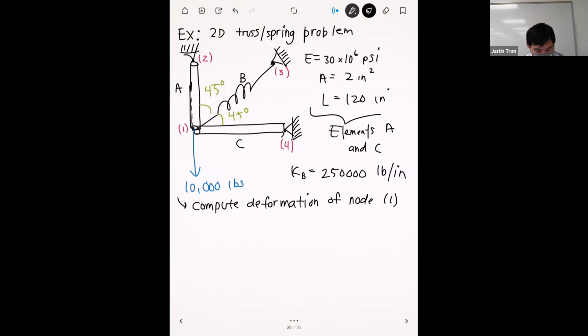All right. And so here we have 3 elements, and they're all in 2D. Let's start just like we always do with these problems, with forming the element stiffness matrices. We'll start with element A.